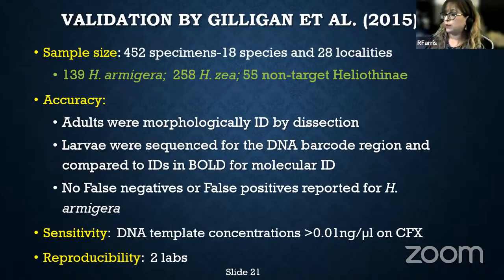All right, so a little bit about the validation that was done when this paper was published. We were part of this publication as well. We did use a sample size of 452 specimens. 18 of those were species, variant species, and 28 different locations where these species were found. And so we did confirm the accuracy of this method by morphologically IDing, by dissection, all adults. As you can imagine, that was a very tedious task, but they were all confirmed with morphological ID before we moved on to doing molecular ID.